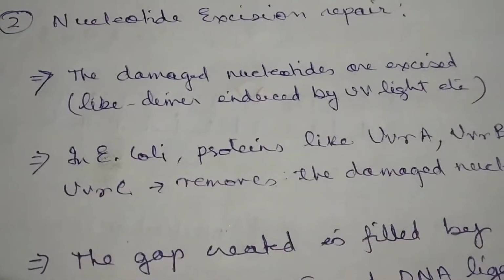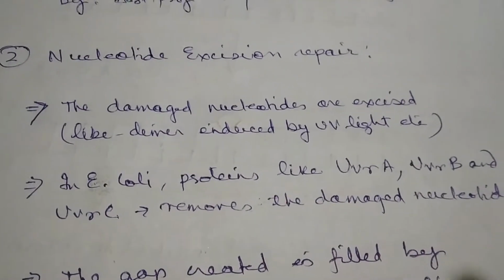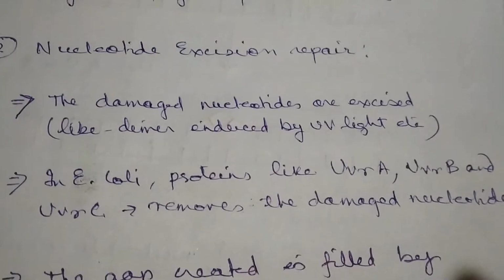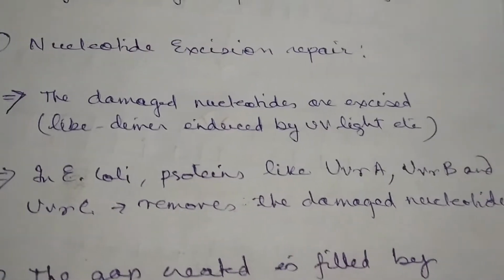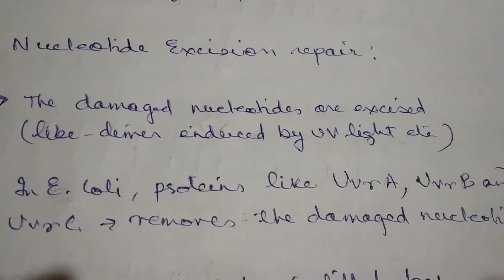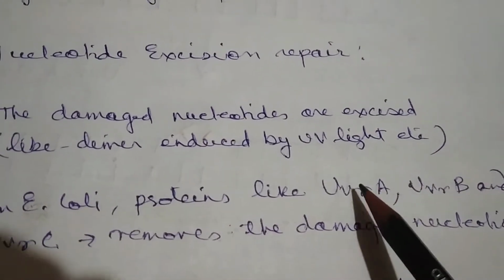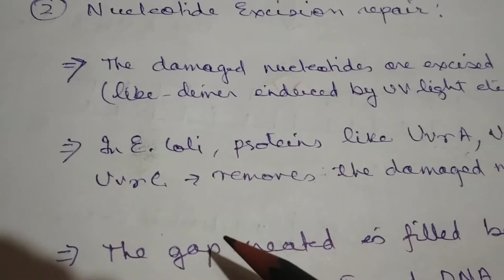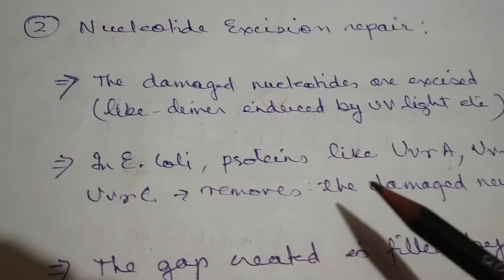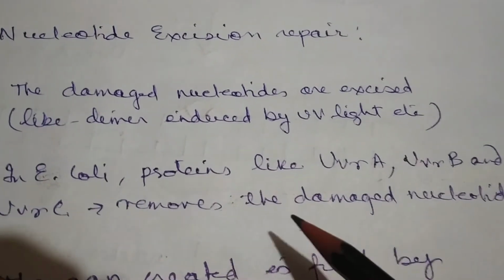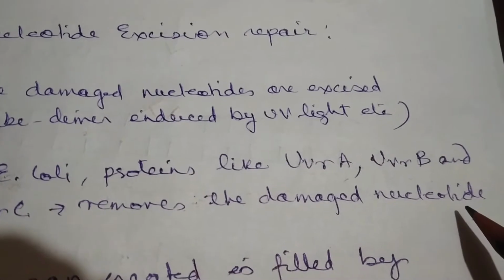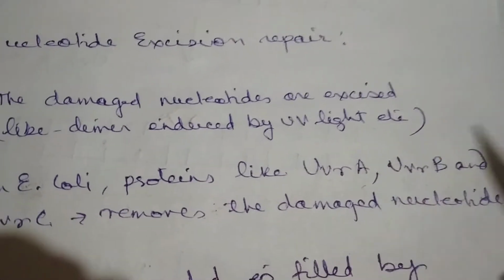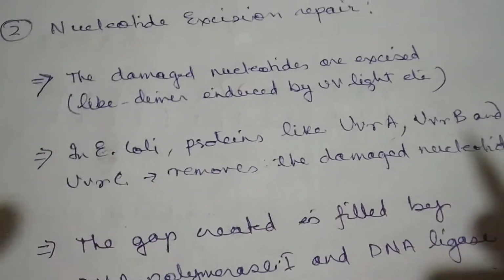For example, in E. coli, how is it removed? There are different proteins involved in this process. In E. coli, the proteins are UVRA, UVRB and UVRC. These three proteins get together and they remove the damaged nucleotide.